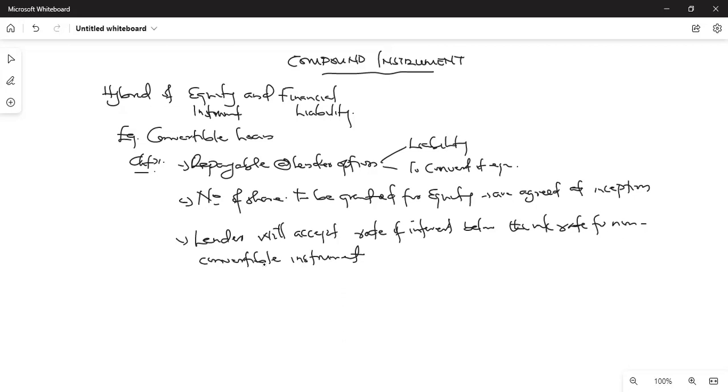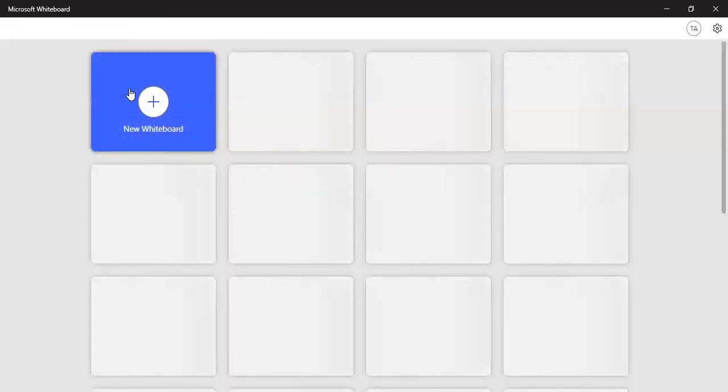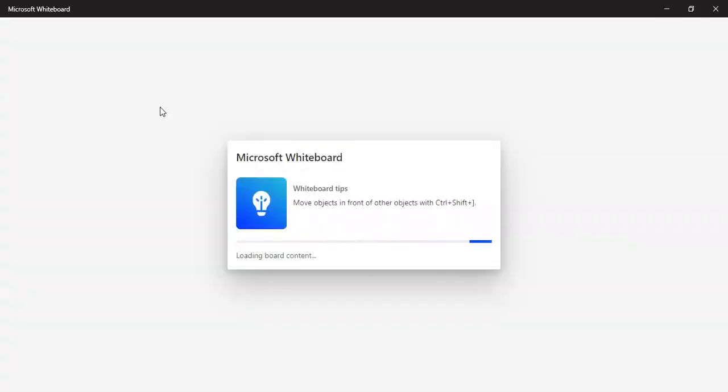So what you are supposed to know is that inside these convertibles are an equity component and a liability component. That is the main thing that you should know concerning these things. Now, how are you going to derive all these things from it? Let me open this new board and explain it further.